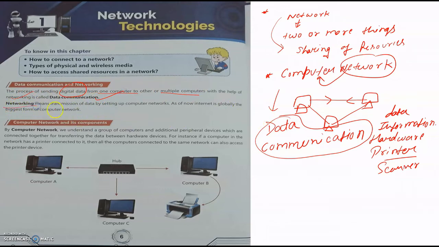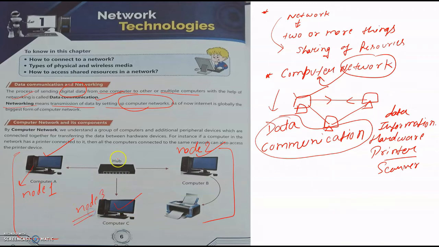And what is networking? Networking means transmission of data from one end to another end by setting up a computer network. This is your computer network. In this image you can see a computer network: computer A, computer B, and computer C. In a network, if the computers are connected with each other, these computers are known as nodes. All the computers connected in a network are known as nodes: node 1, node 2 and node 3.